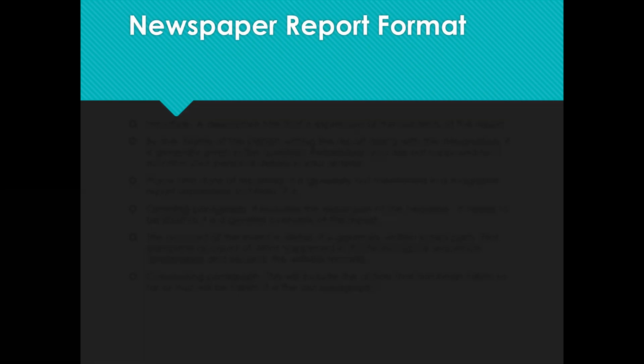Welcome all. In this class, we are going to discuss the newspaper report. In the last class, we dealt with how to write a magazine report and what a report is. Now, in this class, we are going to deal with how to write a newspaper report. So, in the first slide, we are going to discuss the format of writing the newspaper report.